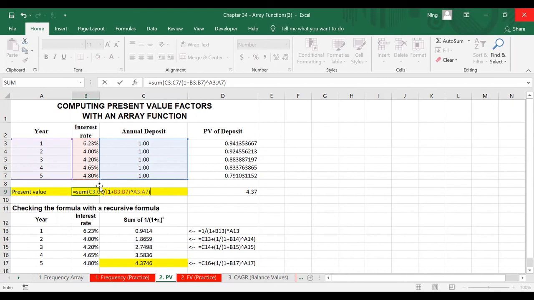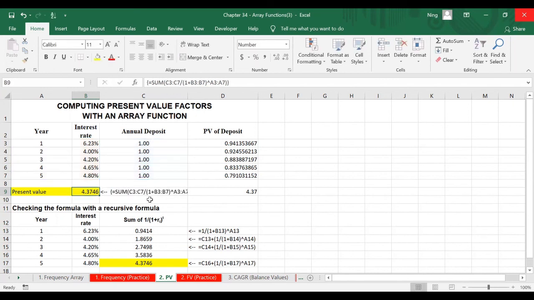Okay, and once you're done, you press Ctrl-Shift-Enter to finish this computation for you. And this is how you use a homemade array to compute what is the present value for all your future investment in one step.